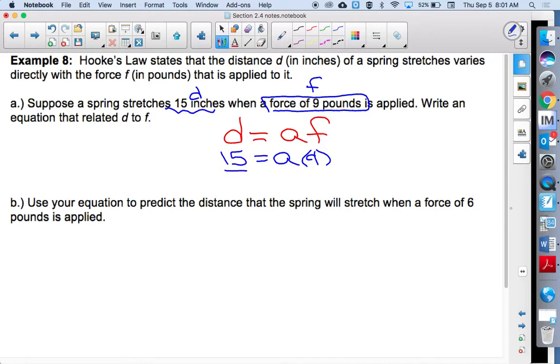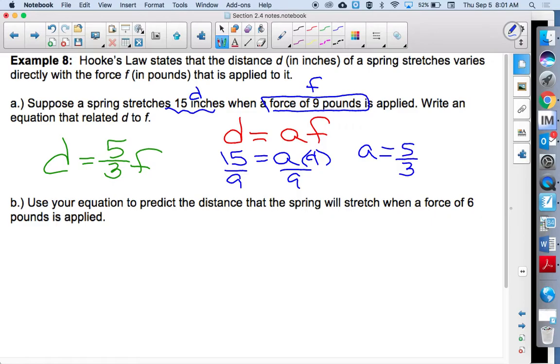And if you divide by 9, it is 15/9 reduced. 5 thirds. So that's our constant. That's called the variation constant. If I was graphing this, I'd go up 5 over 3, up 5 over 3. Our equation then would be distance is equal to 5 thirds times the force. So that's based off of this Hooke's law. So if I take 5 thirds times the force, I should be able to figure out how far I can stretch a spring.